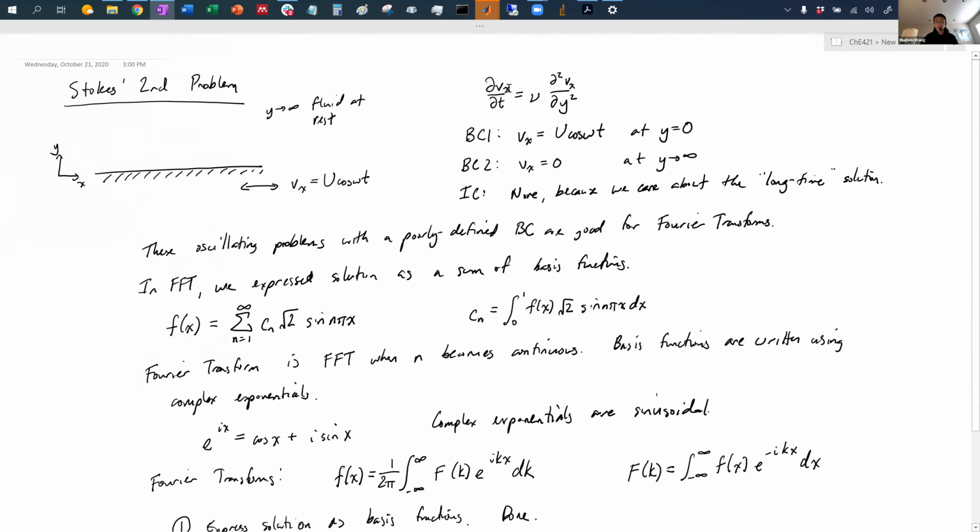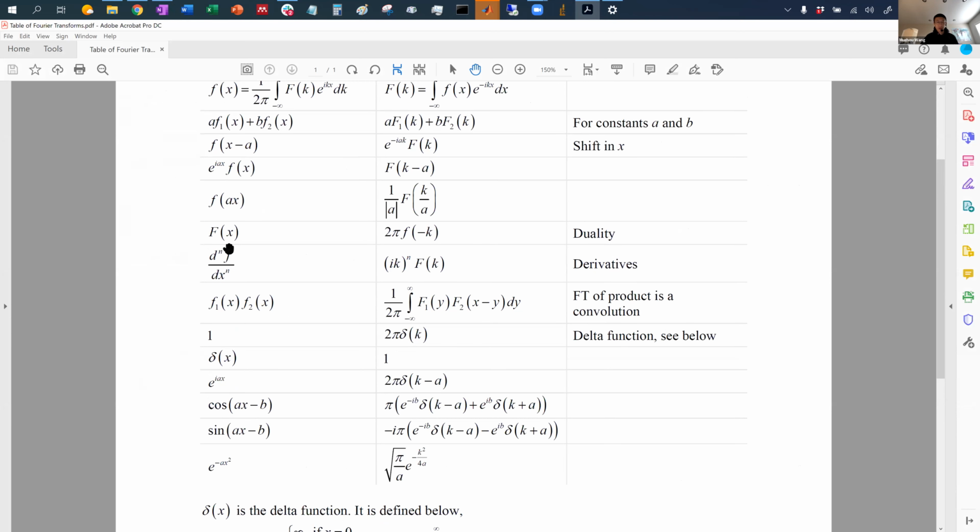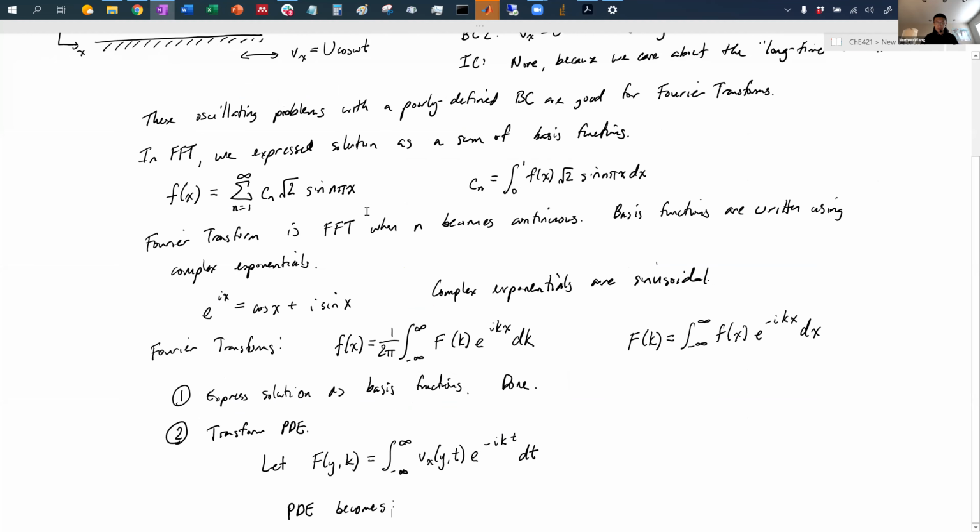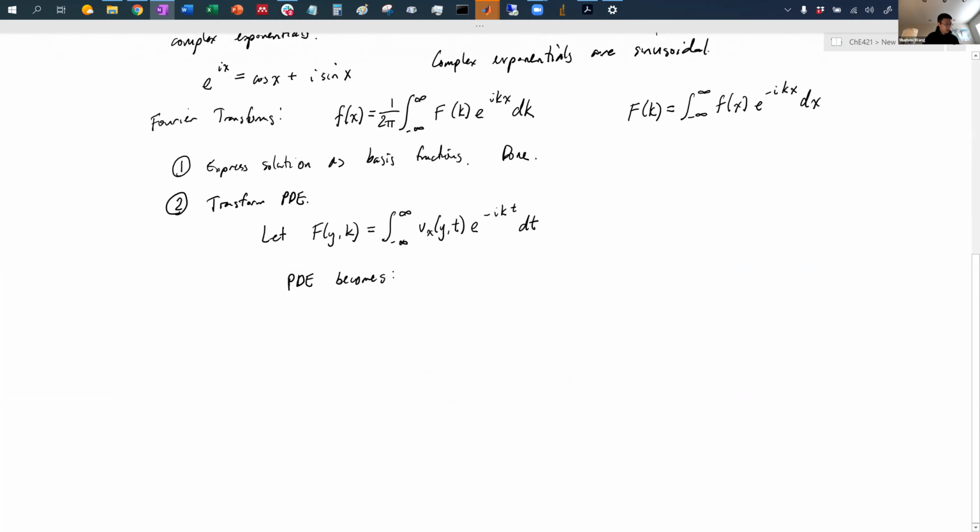We have dv/dt. And so we can go into our table of Fourier transforms and look at the Fourier transform of a derivative. As I mentioned, if I take a derivative of a function, then the Fourier transform is just ik to the power of that derivative. So in this case, n equals 1, times f of k. Okay, so that implies then that the PDE is ik times f of y, k.